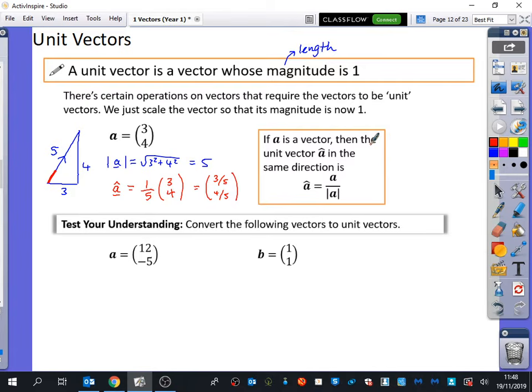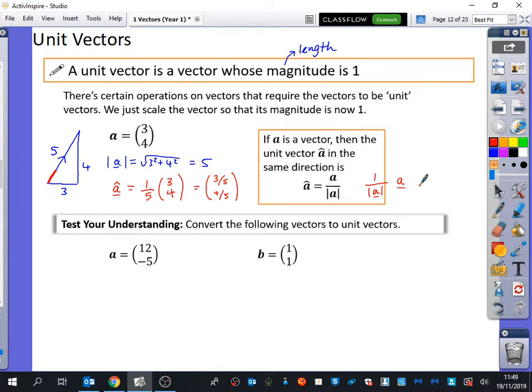So I've written how we find a unit vector. If A is a vector, then the unit vector, A with this little hat on the top of it, in the same direction is the vector A divided by its modulus. It's kind of a bit harder to see that, but we're doing 1 divided by 5 times the vector A. So you may like to see that as 1 divided by the modulus multiplied by the vector. You may prefer to see it like that.